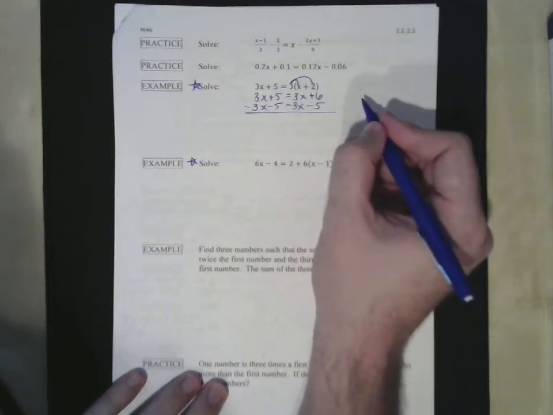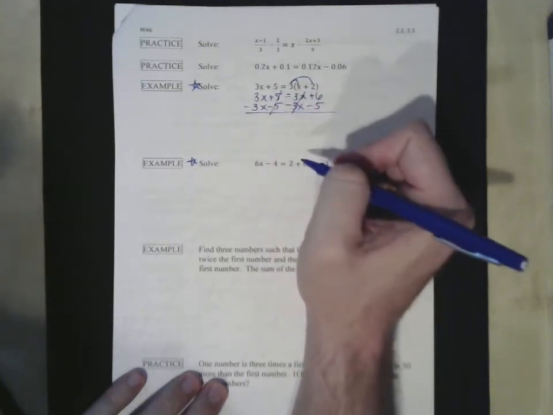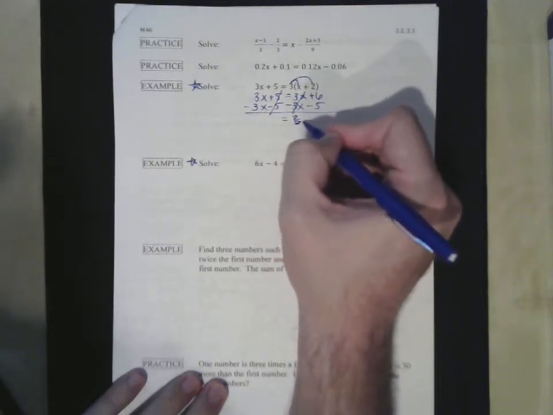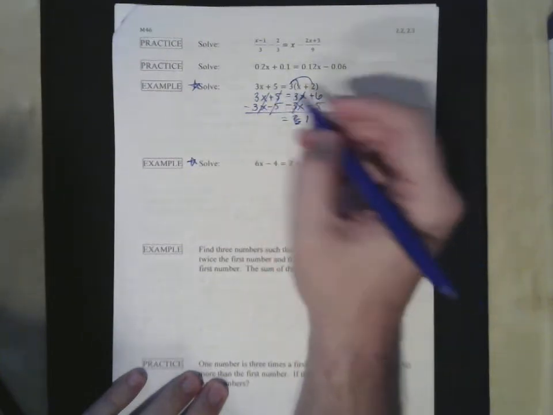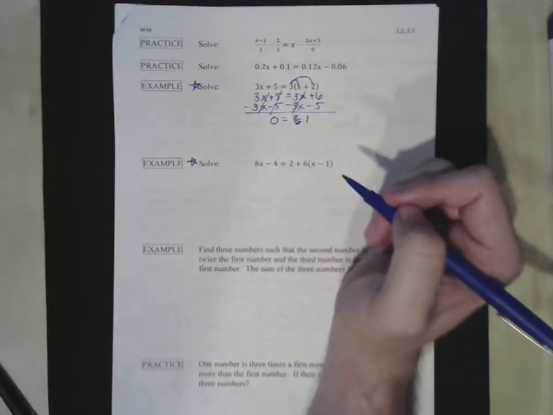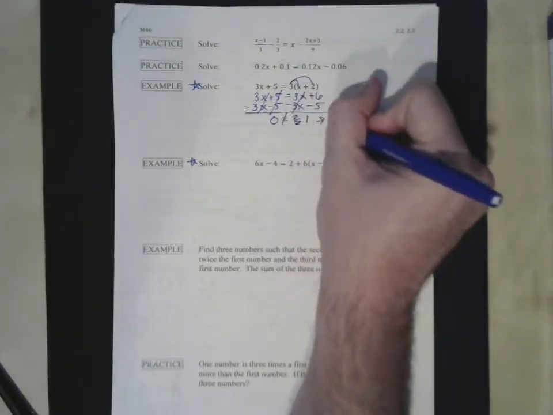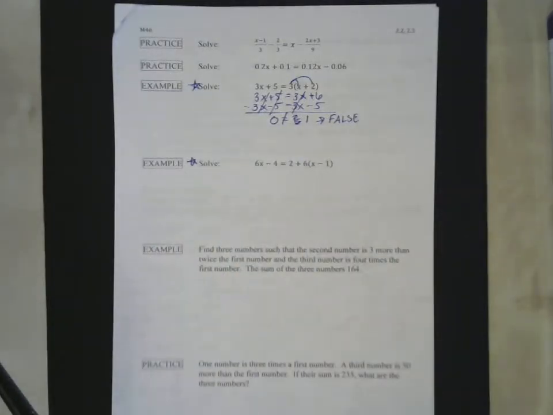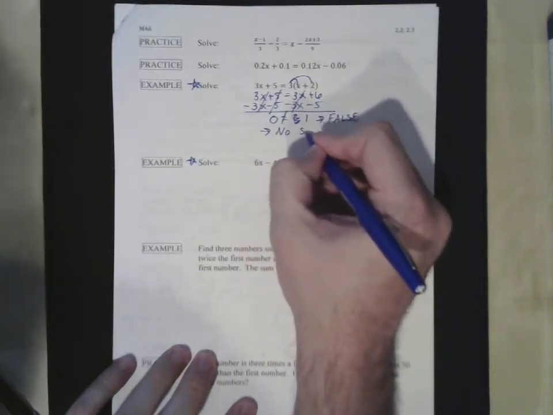Everything from both sides. 5 minus 5 is 0. 3x minus 3x is 0. 6 minus 5 is 1, not 6. And then 3x minus 3x is 0. So now we have 0 equals 1. Well, this isn't true. This is false. So what this means is that there are no solutions.